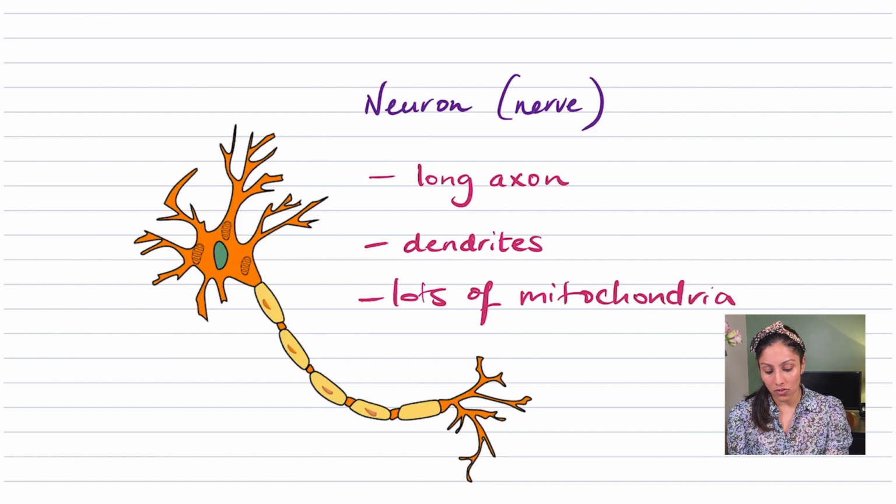And the key features of a neuron is that it has a long axon. So the axon is just found here. And that long axon allows it to travel far distances in your body so that the electrical impulses can travel. It also has these dendrites, these kind of projections over here. So it allows it to branch out and connect to other neurons.